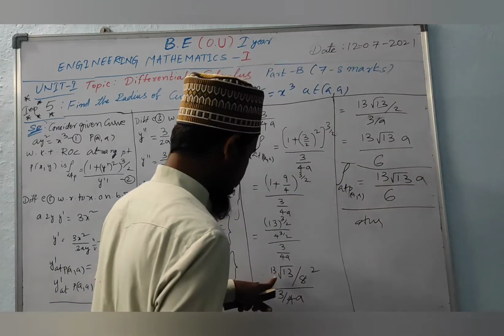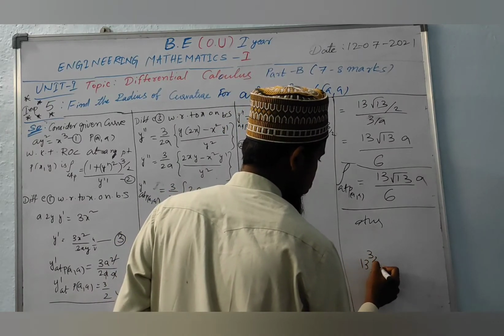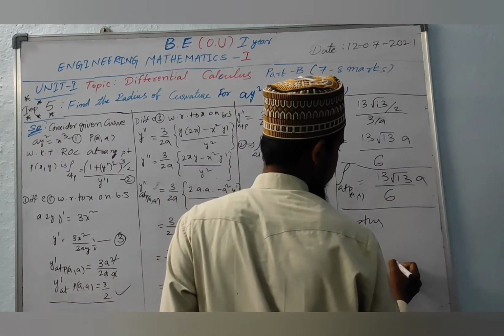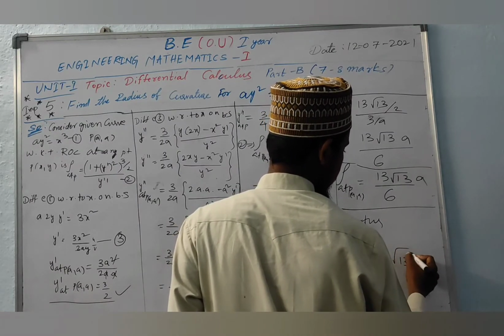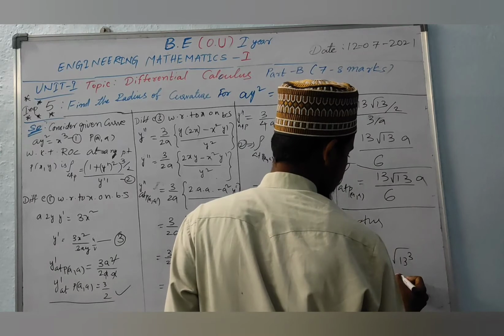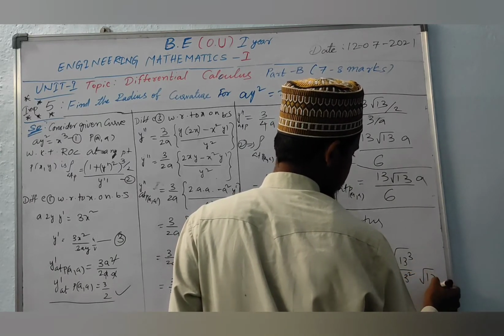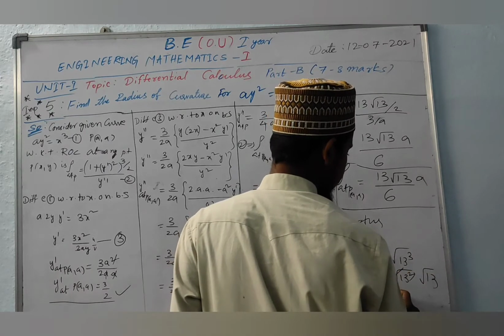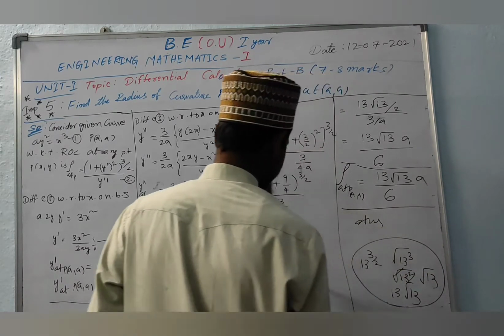See here, I am explaining here. 13 to the power of 3 by 2 means root 13 square into root 13, the square root cancels, giving 13 root 13. This is what I am substituting here directly.